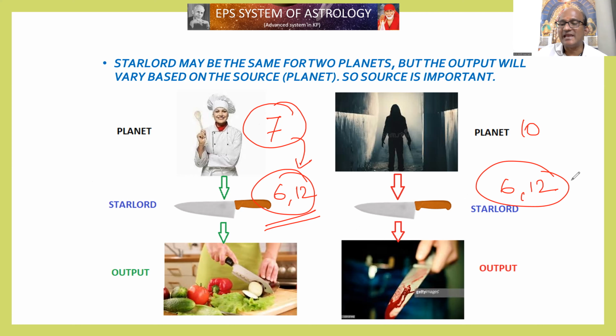But here, the same 6 and 12 for this planet is a 10 significator in the star of this one. This has nothing to do with the marriage prospects, whereas the other marriage is going to be disturbed. Here, the 10th house is going to be supported by the 6th house. And of course, the 12th house is going to give support to the 10th house because it is the third house to the 10th house. But the 12th house is not good for the Lagna.